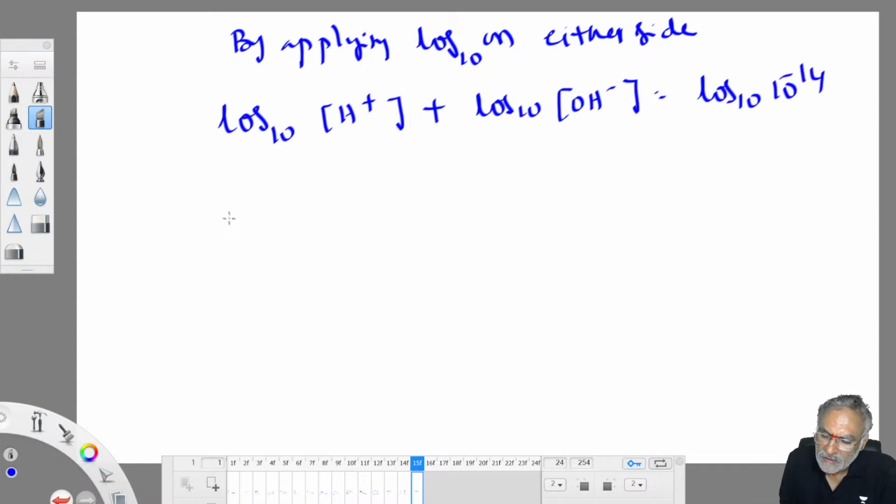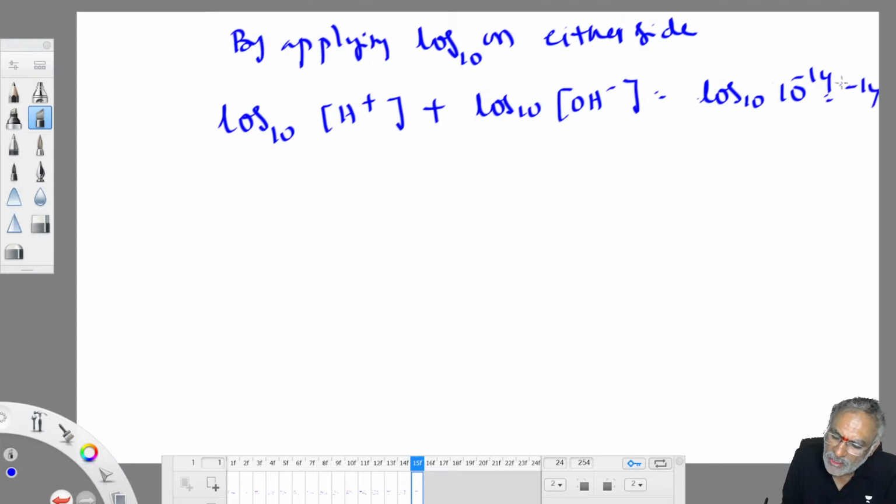Okay? Log 10 10 power minus 14 is how much it is? Minus 14 only. Log 10 10 power minus 14 is minus 14. I want to remove this minus term from there, I want to make it positive. What I need to do? This side of the equation I will readjust.